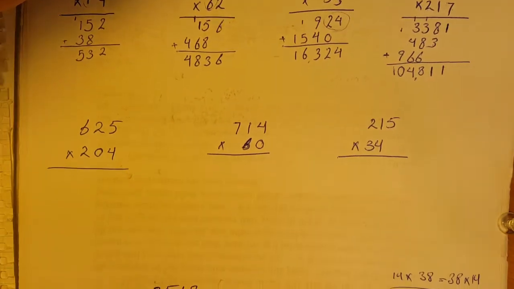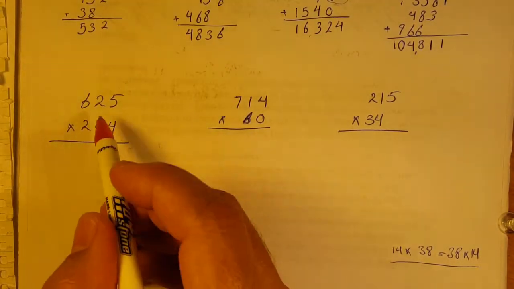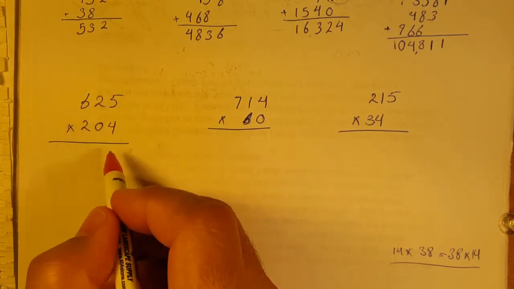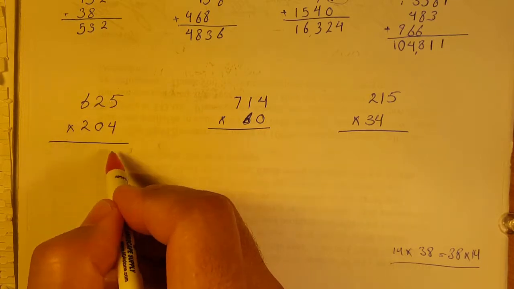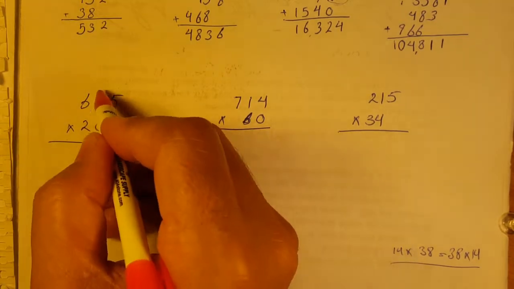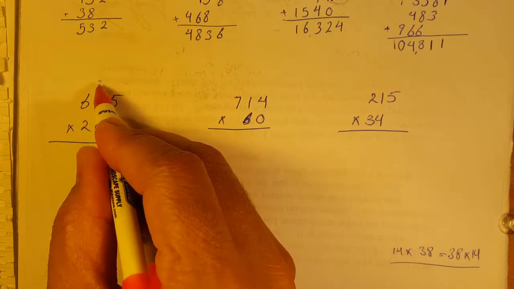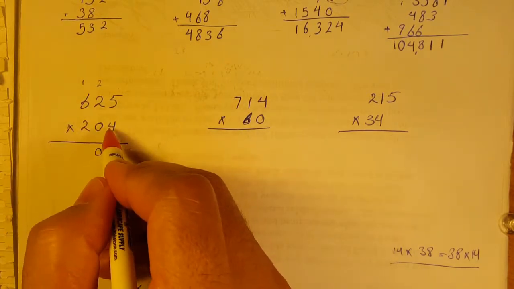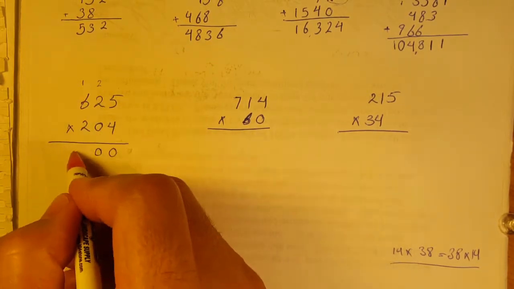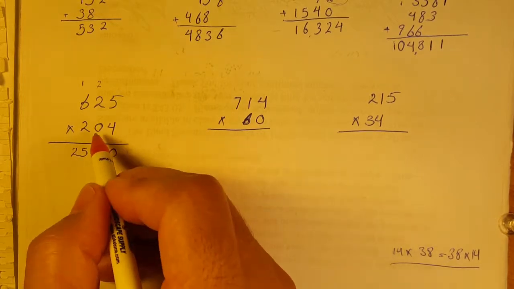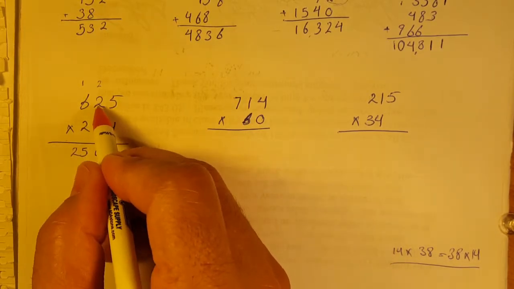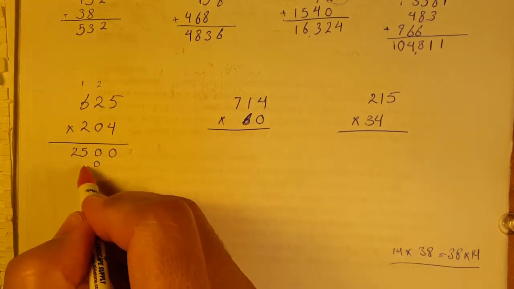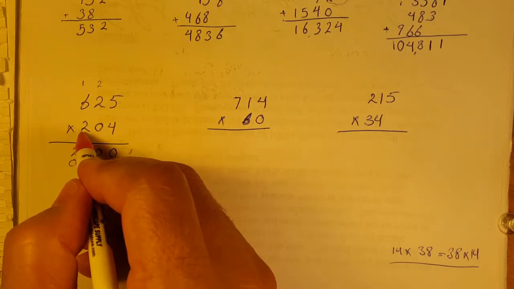Now the next one, another example of a 3-digit number times a 3-digit number. 4 times 5 is 20. 0, 2 goes up. 4 times 2 is 8, plus 2 is 10. 0 here, 1 goes up. 4 times 6, 24, and 1, 25. Now 0 times 5, 2, 6. 0 times any number is 0. So 0, 0, 0. Then turn of 4.